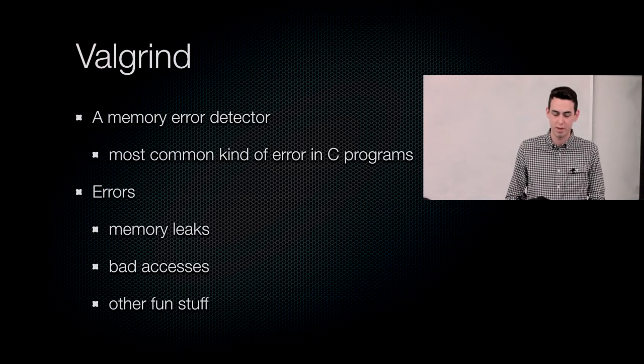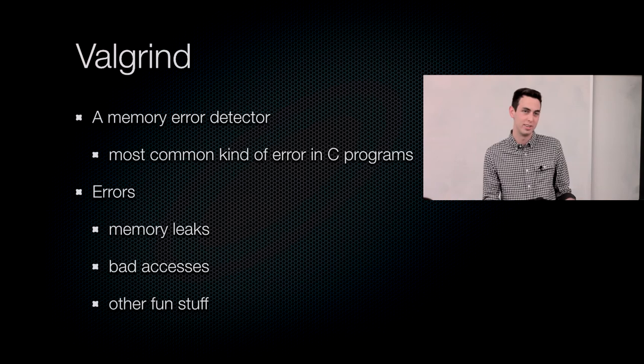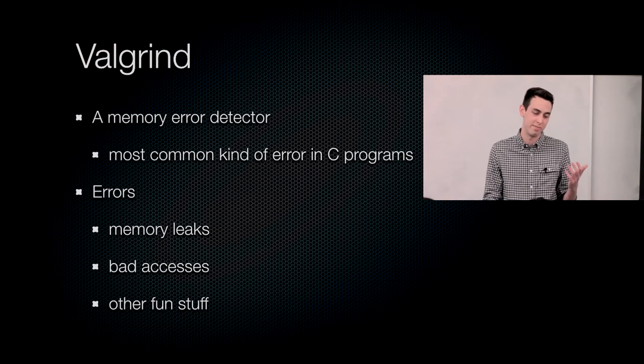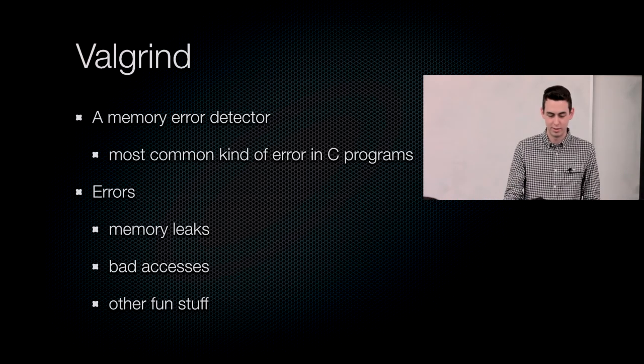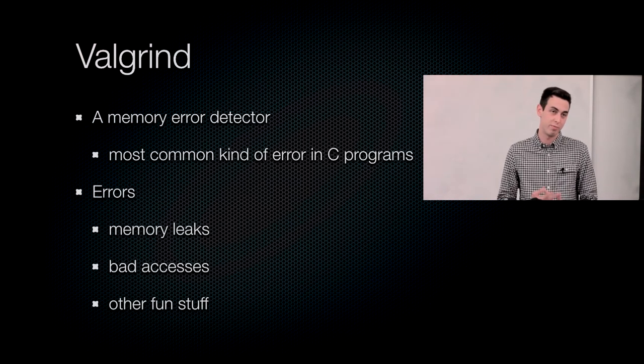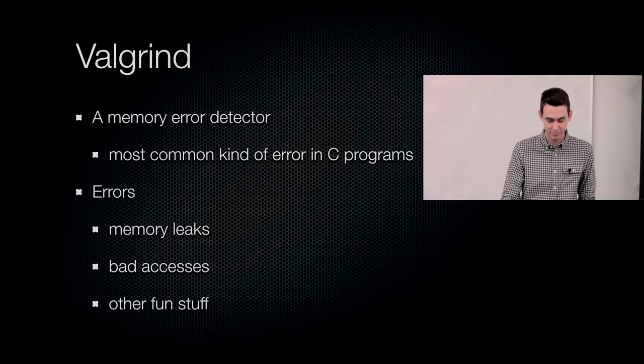Whenever you're writing a C program, I highly recommend that before you turn it in, you run it through Valgrind. And it is pronounced Valgrind, by the way. It's a reference to the gates to Valhalla. It doesn't mean Valgrind. So it's a memory error detector, which is the most common kind of error in C programs. It's what's responsible for segfaults. It's what's responsible for a lot of logical errors with arithmetic happening wrong. Really fun stuff.